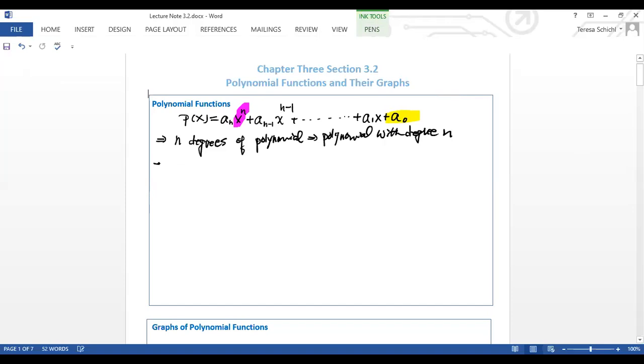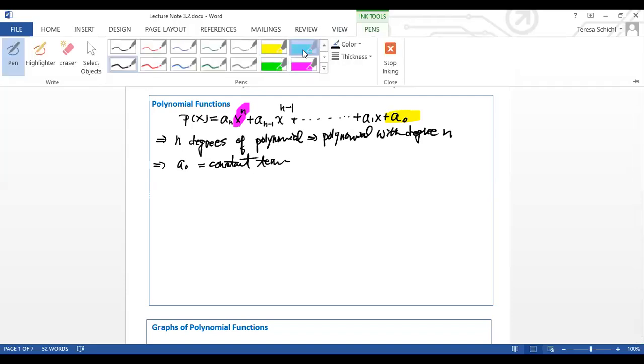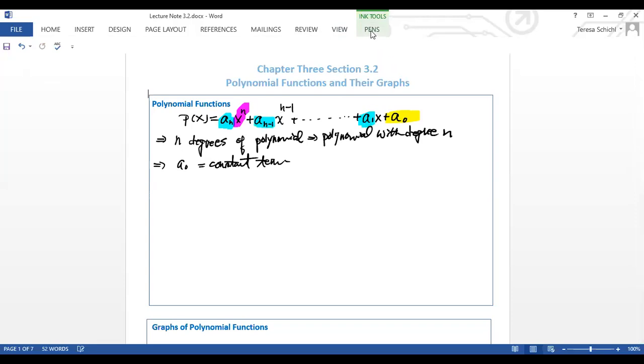The next thing we need to be careful about is this number, a_0. We call a_0 the constant term, because there's no x associated with it. And the other numbers here, like a_(n-1) to a_1, and a_0 also, all of these we call coefficients of this polynomial. Those are just terminologies.